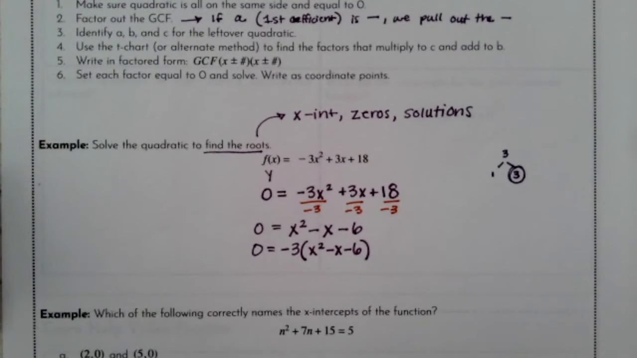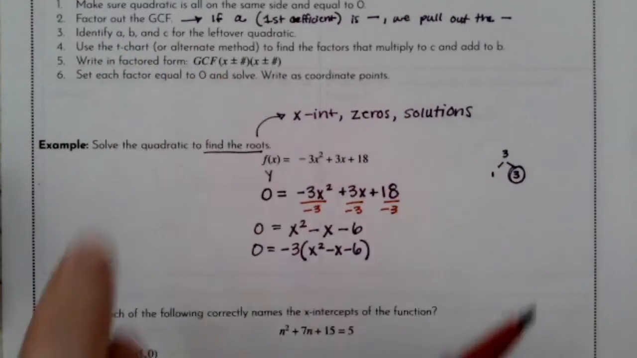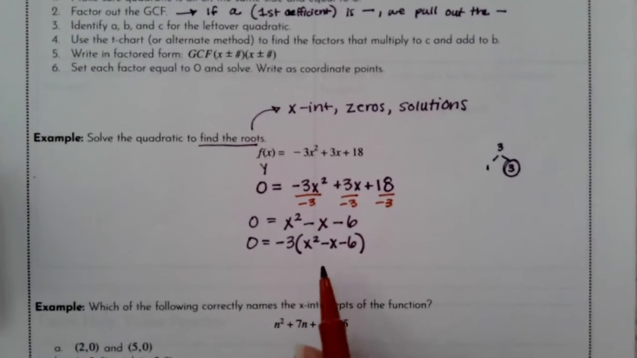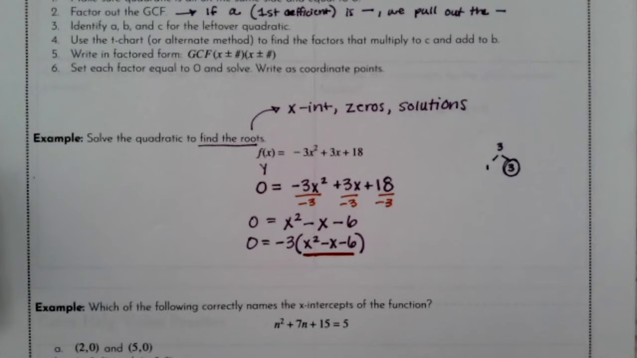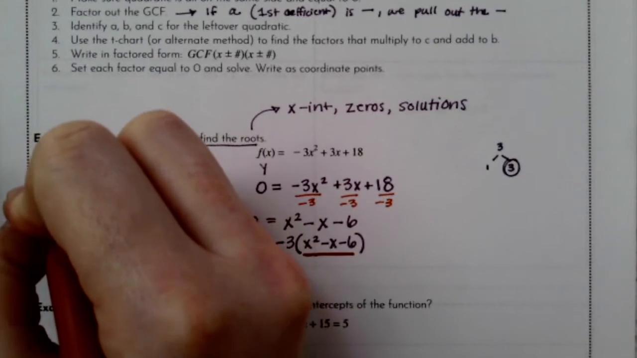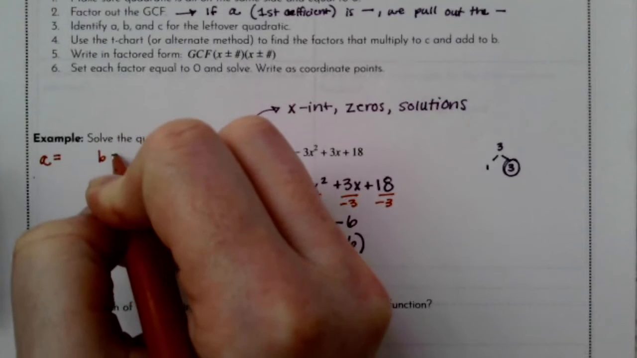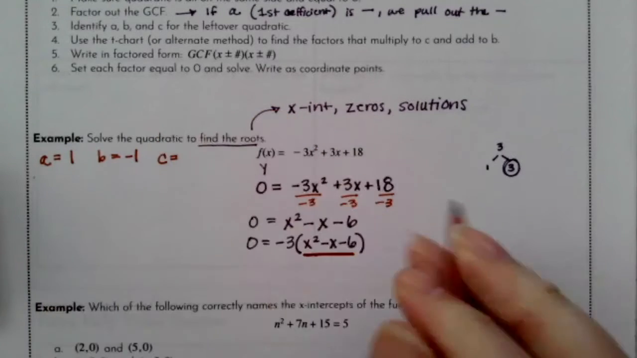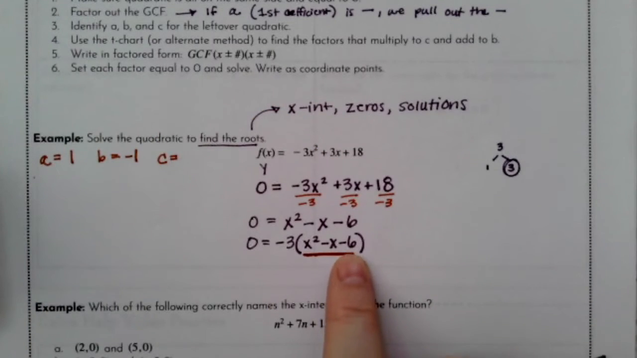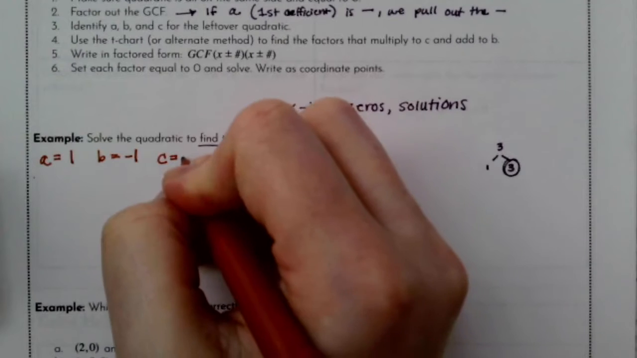So now I need to identify my A, B, and C for the leftover quadratic. So this part right here, I need to identify A, B, and C. So I'd highly recommend writing them off to the side, like we did with the quadratic formula. So our A value comes in front of the squared term, so that's a 1. Our B value in front of the x term, so that's -1. And our C value is our constant, just our number, which is -6.